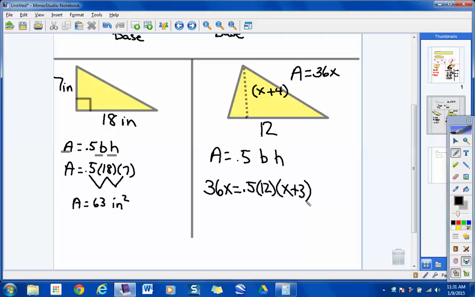Okay. Why do I have 36x over here on the left? Why'd you put 3? Yeah, why'd you put 3? Oh, what was it? 4? My mistake. Hang on a second.